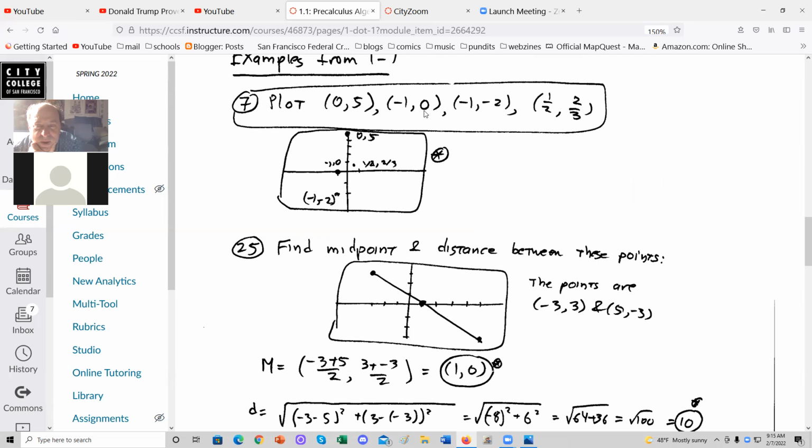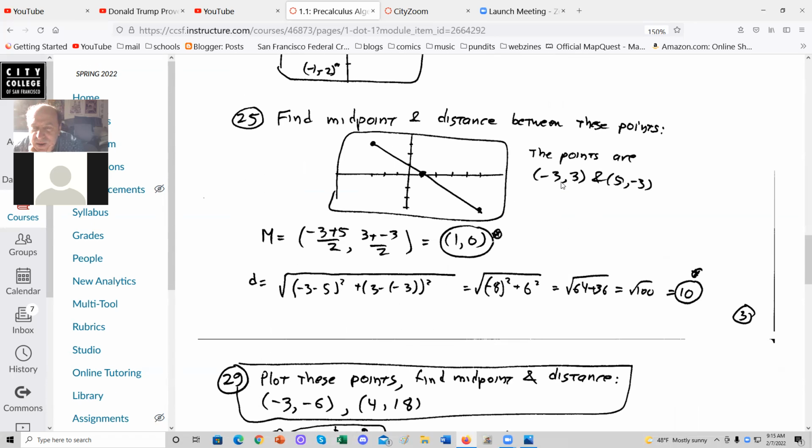Negative 1 by 0: the 0 means that the y value is 0, and so it's on the x-axis, and back a distance of negative 1. So here's negative 1 by 0. Negative 1 by negative 2 is back 1, down 2 in the third quadrant here. And 1/2 by 2/3 is in the first quadrant, over a half and up 2/3 here.